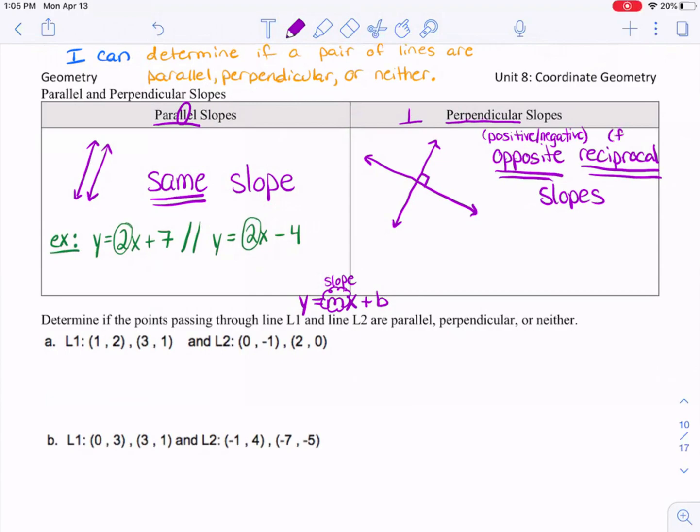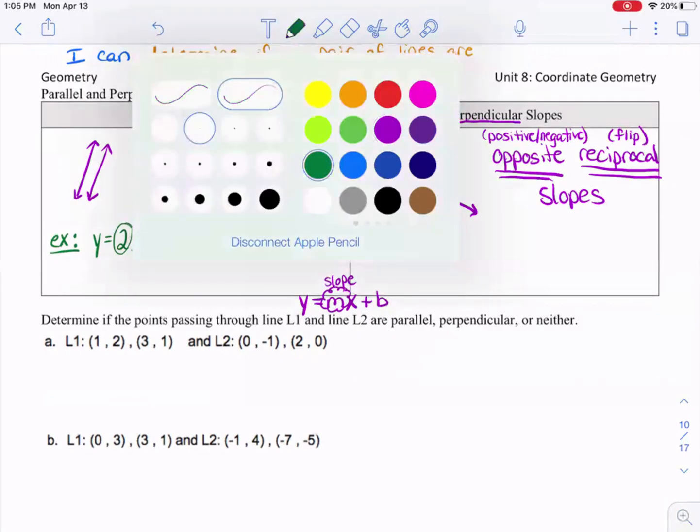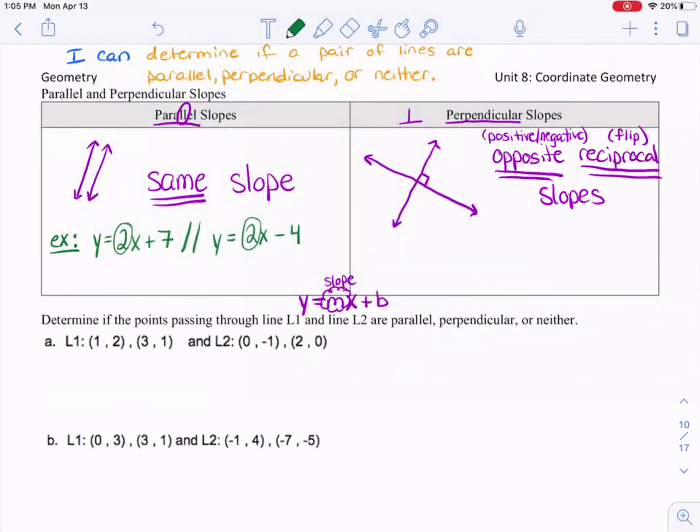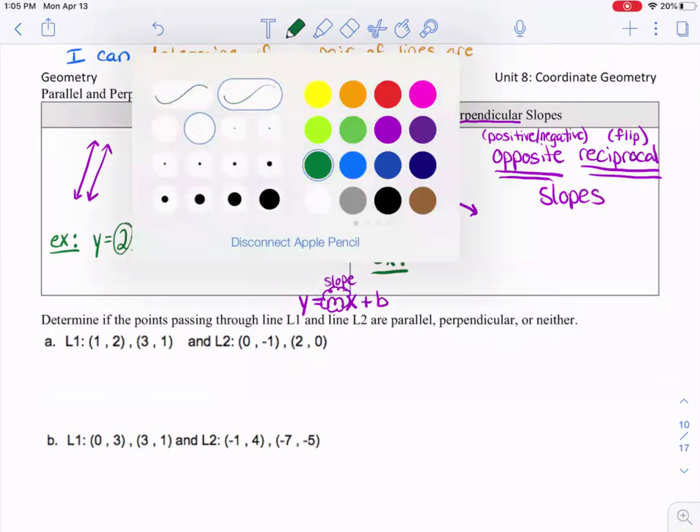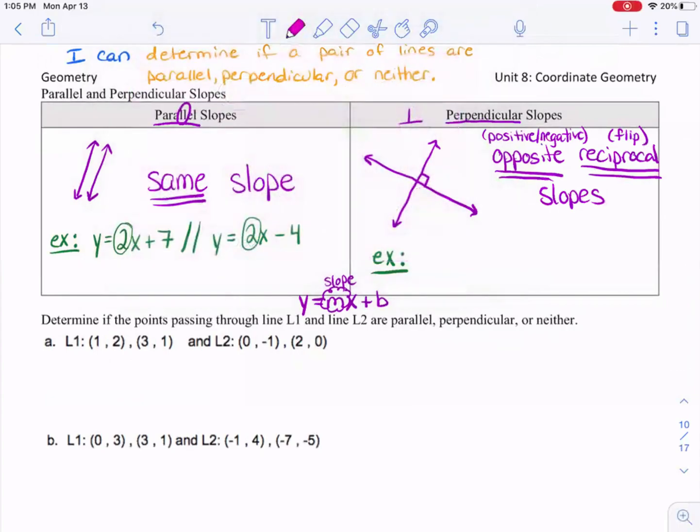Let's talk about how to flip a number. The reciprocal of a half would be 2 over 1. The reciprocal of a whole number like 5 would be 1 over 5, because we can't forget that a whole number really has a 1 underneath it. Okay, so with that knowledge, let's make two examples of a pair of lines with perpendicular slopes.